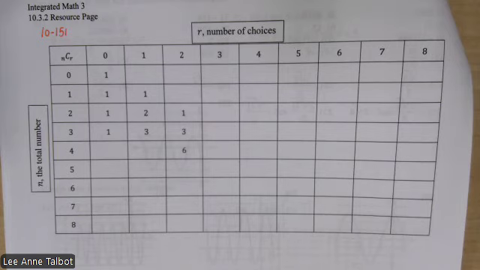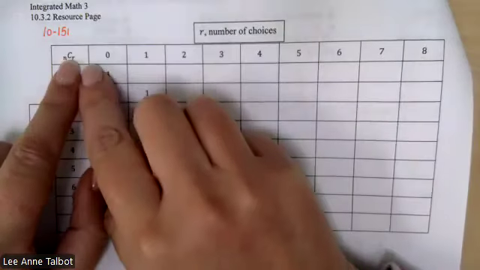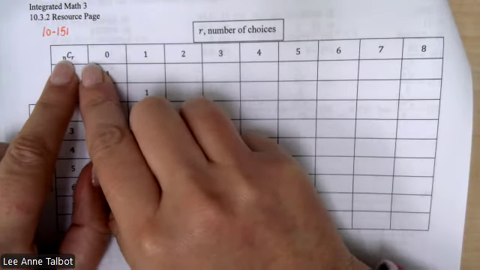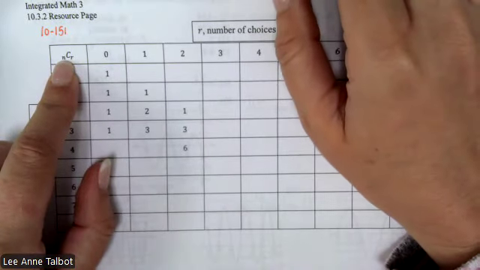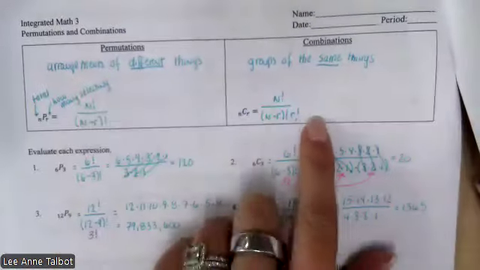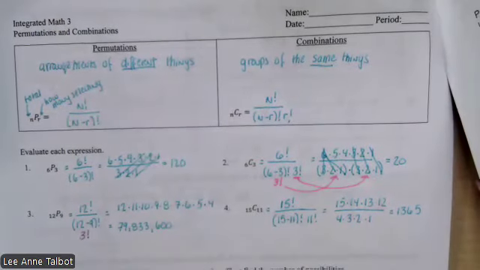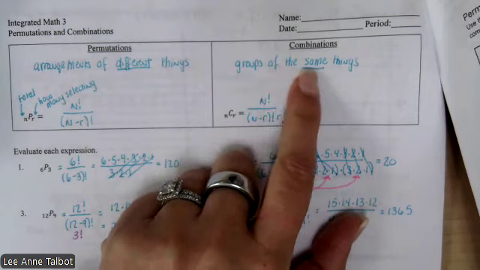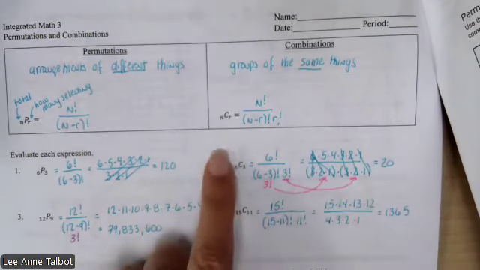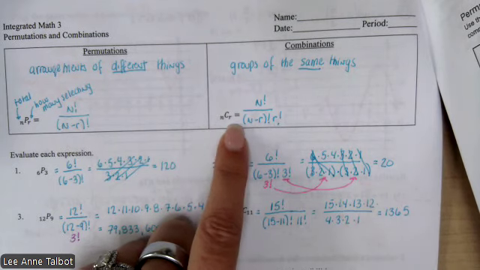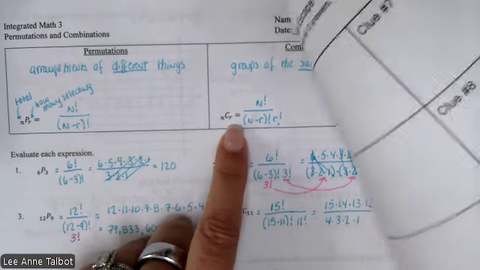Okay, so does anybody remember? Probably not what this notation is here. We learned it the first day of chapter 10. Combination. Okay, so I thought it would be helpful for us to just, don't flip your paper, just look at mine. Combinations are groups of the same thing. The total is the n, and the thing that you're choosing out is the r.